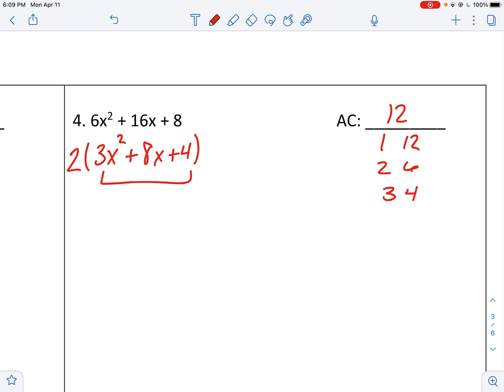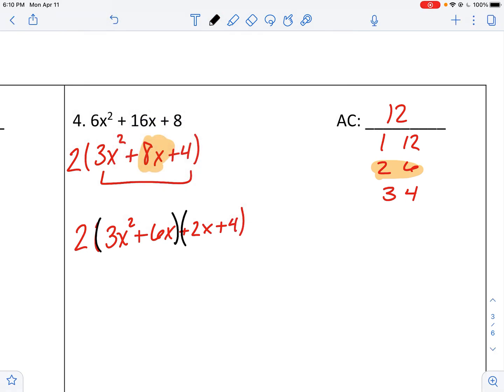Why don't you pause the video, try to solve this one on your own, and then unpause and check your work. All right, so if I factor this, I get 2 and then 3x squared. I should have chosen 2 and 6 to make 8, plus 6x plus 2x plus 4.